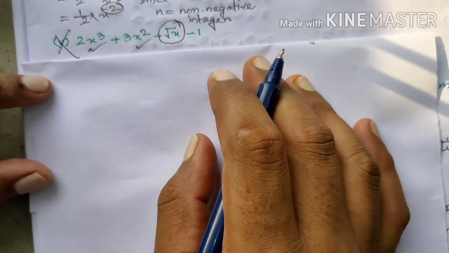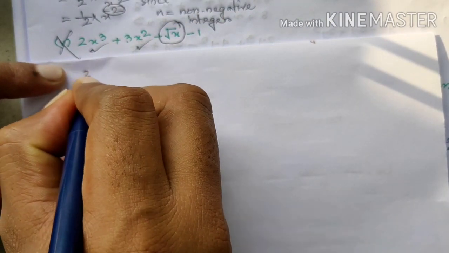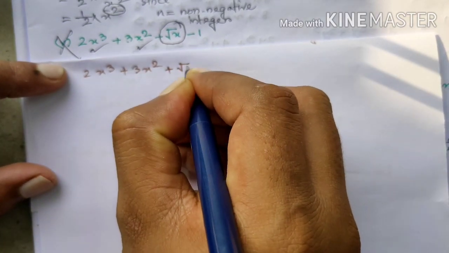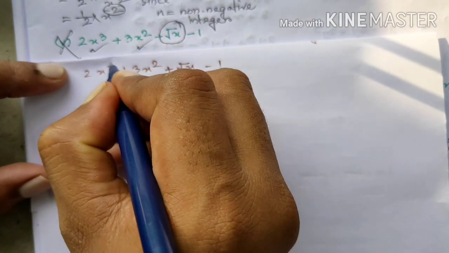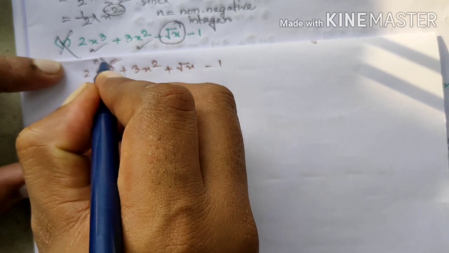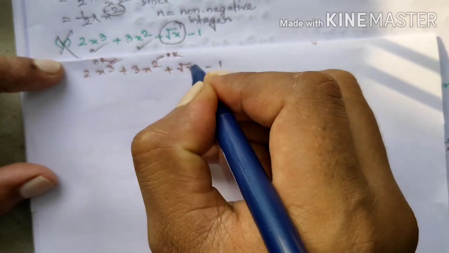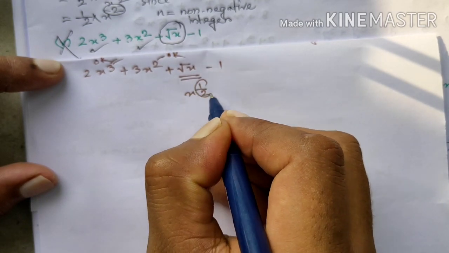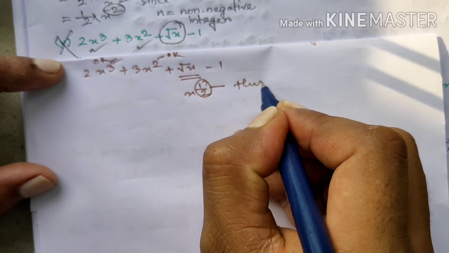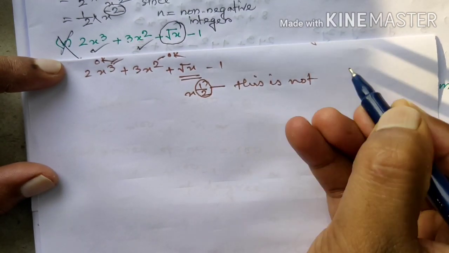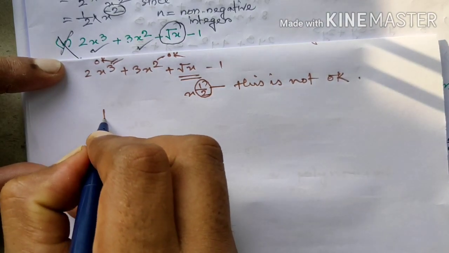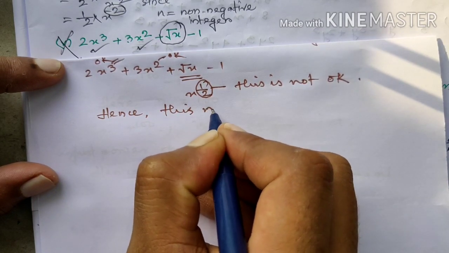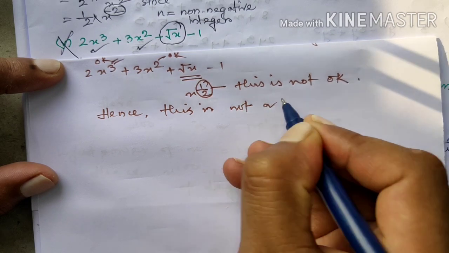Next, 2x cube plus 3x square plus root x. There are no problems in x cube, x square and the constant term 1, but there is a problem in root x. Root x equal to x to the power half, and half is not eligible for a polynomial. Hence, 2x cube plus 3x square plus root x minus 1 is not a polynomial.